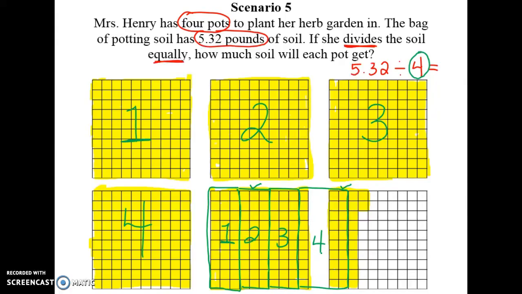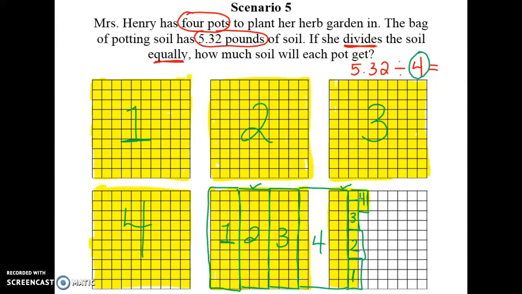Can 12 hundredths be divided by 4 potted plants? Yes. So how much is going to go in each one of our potted plants? 3 hundredths. So again, I'm going to go ahead and start making my groups. Let me do it this way. So this one, I'm going to call pot number 1. This one's going to be number 2. This one's going to be number 3. And this one is going to be number 4.